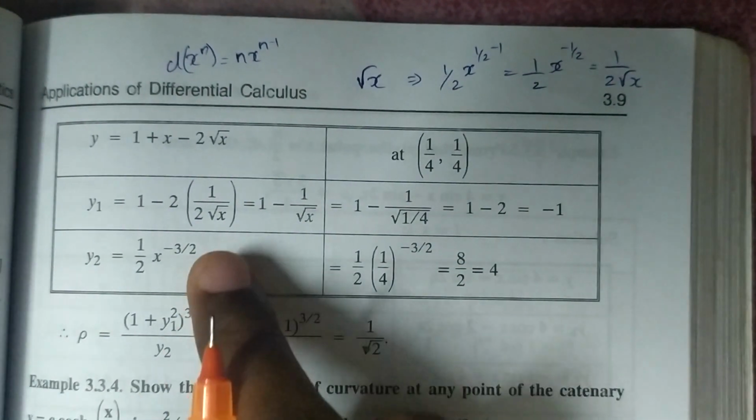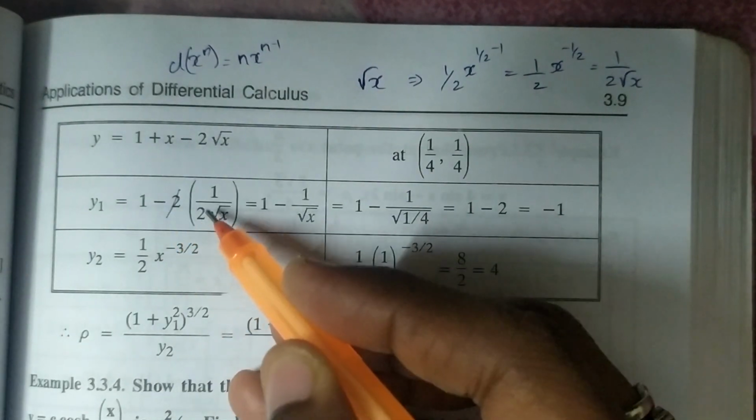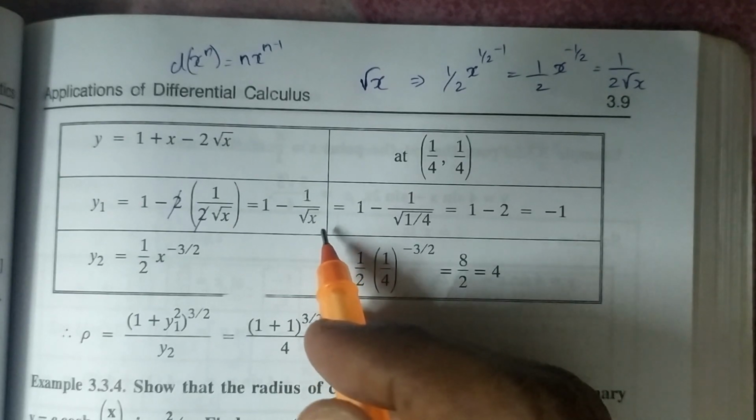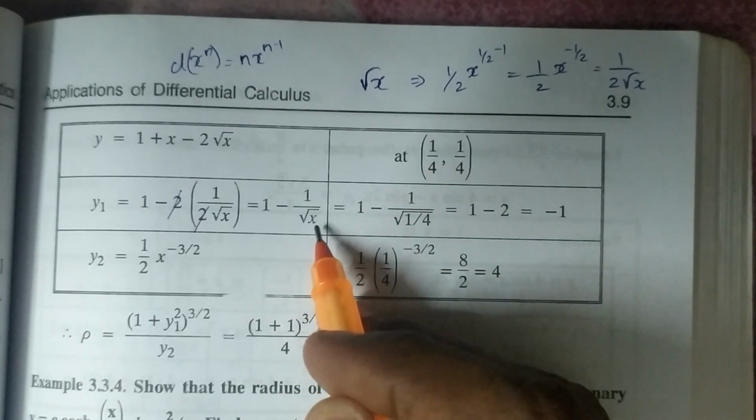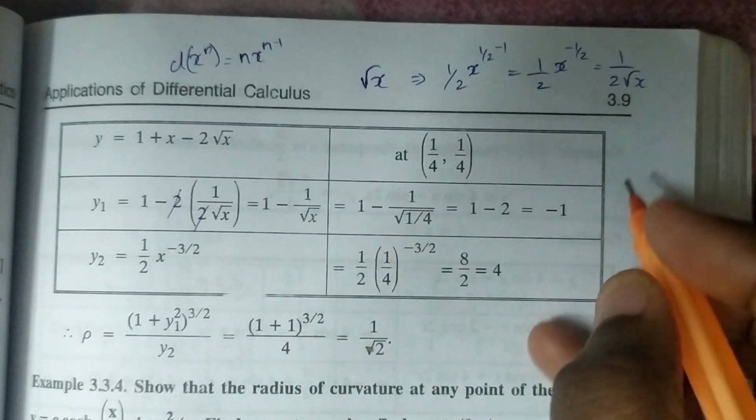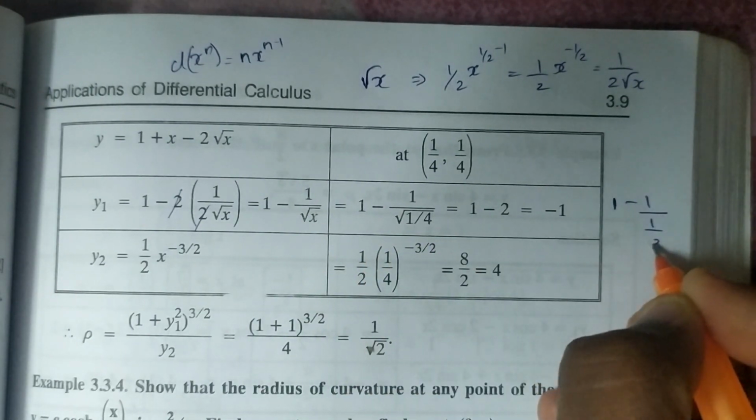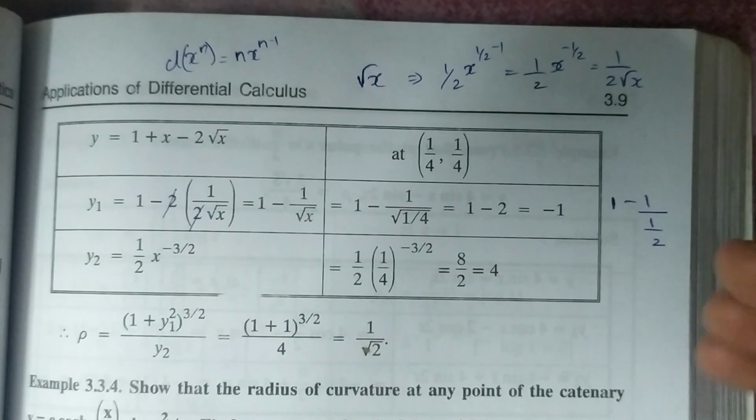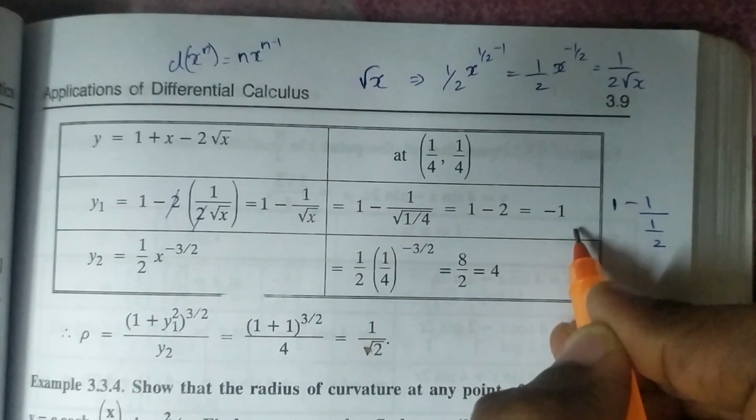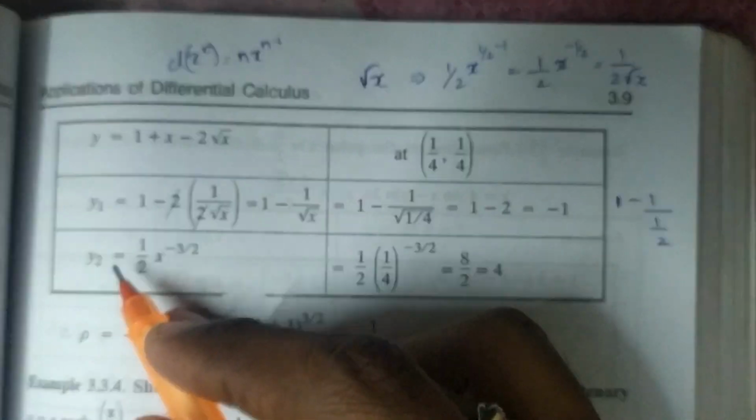Okay. So instead of root x, you have to substitute 1 by 2 root x. This 2 and this 2 will get cancelled. You will be getting 1 minus 1 by root x. Okay. You have to substitute the value of 1 by 4 instead of x. So you will be getting 1 minus 1 by root of 1 by 4. Okay. So it's like 1 minus 1 by root of 1 by 4 value will give you 1 by 2. Okay. Then you have to bring this 2 to numerator. You will be getting 1 minus 2. It's like minus 1. And then you have to again differentiate this value. If you differentiate 1, you will get 0.